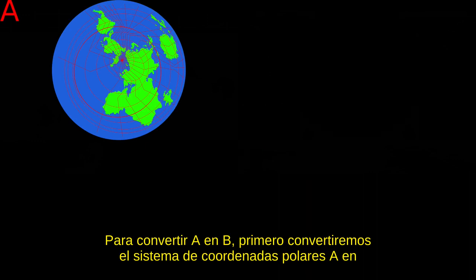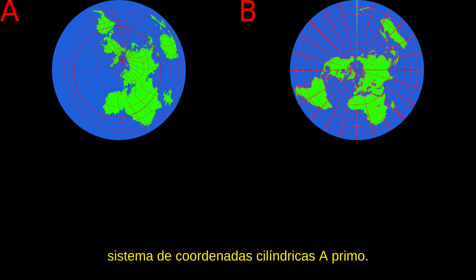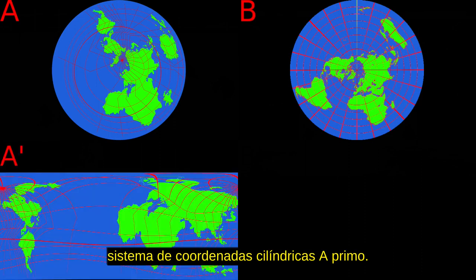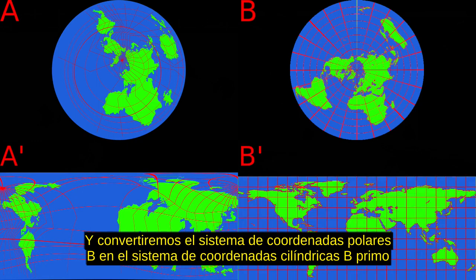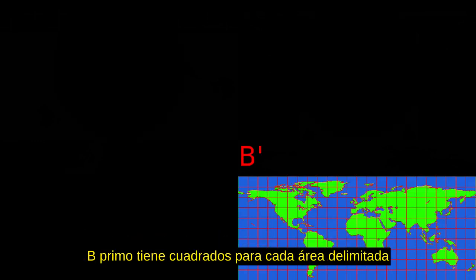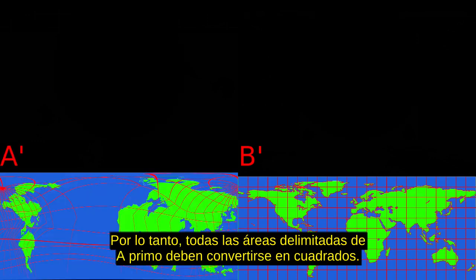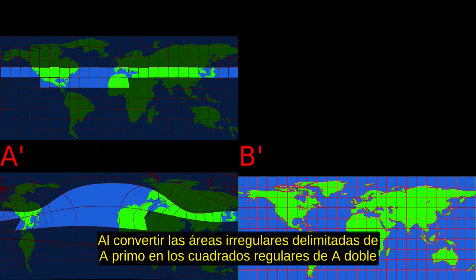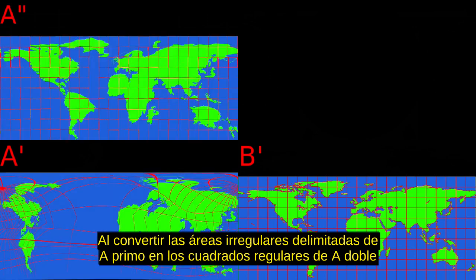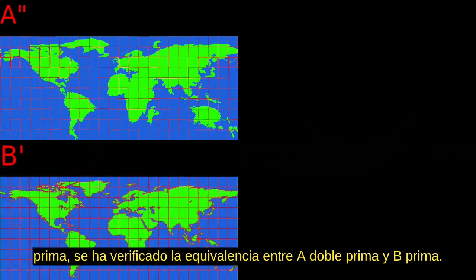In order to convert A into B, we will first convert the polar coordinate system A into cylindrical coordinate system A prime, and we will convert polar coordinate system B into cylindrical coordinate system B prime. B prime has squares for every bounded area. Therefore, the bounded areas of A prime must all be converted into squares. Upon converting the irregular bounded areas of A prime into the regular squares of A double prime, equivalence between A double prime and B prime has been verified.